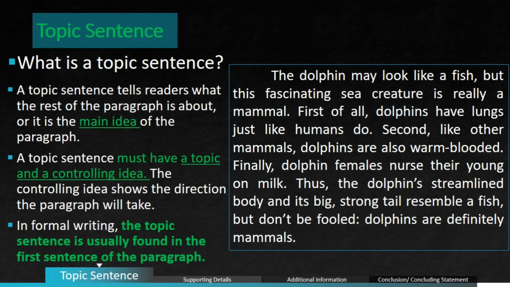In this paragraph, what do you think is our topic sentence? The topic sentence is, "The dolphin may look like a fish, but this fascinating sea creature is really a mammal." Earlier, we learned that a topic sentence must have a topic and a controlling idea. So now, what do you think are the topic and the controlling idea of this topic sentence?